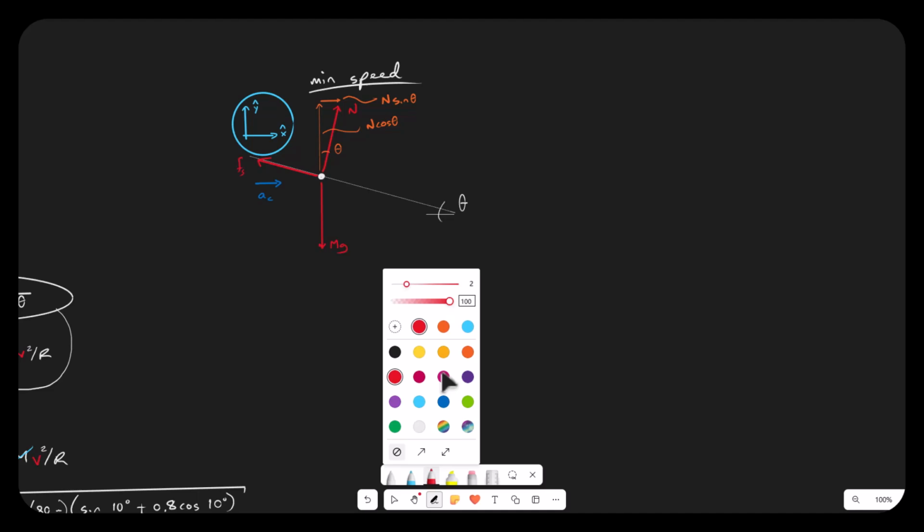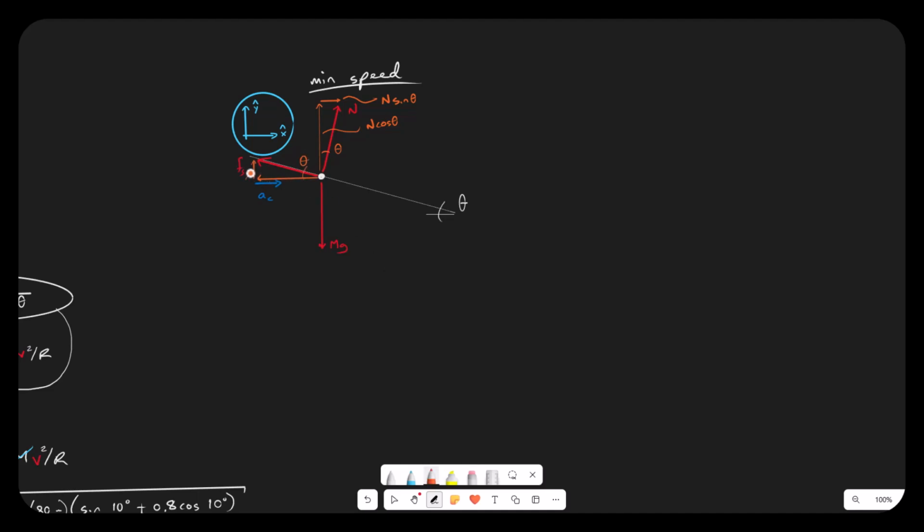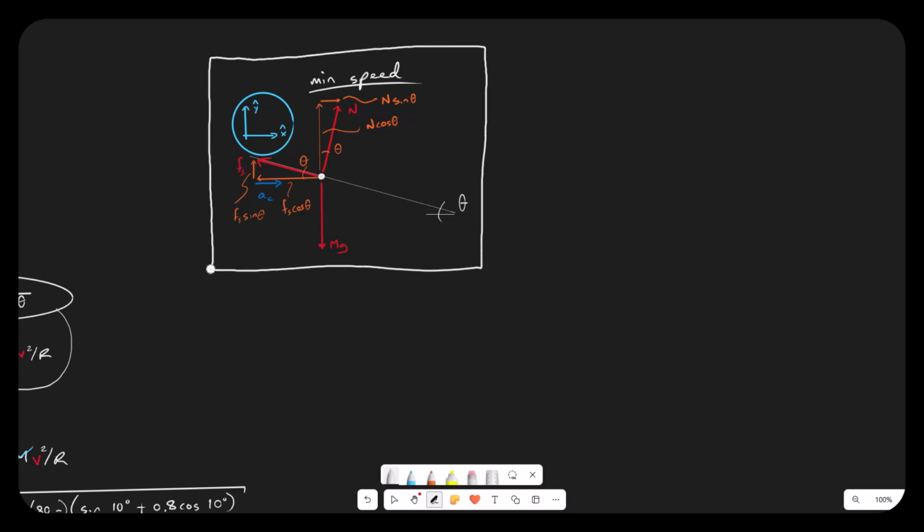We're going to now have to break that static friction force into two components. This side is an Fs sine theta. This side is an Fs cos theta. But everything else is going to stay the same. So we have just reversed the direction of our friction force.